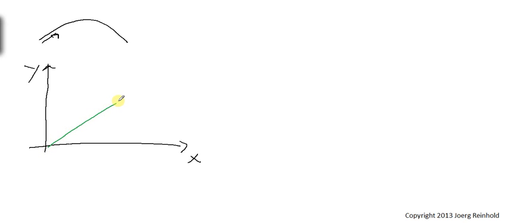Let's draw ourselves a coordinate system. This here shall be the x direction, this shall be the y direction, and now let's assume the projectile is launched initially in this direction. So this is the vector v0, and it is at an angle of theta above the horizontal.